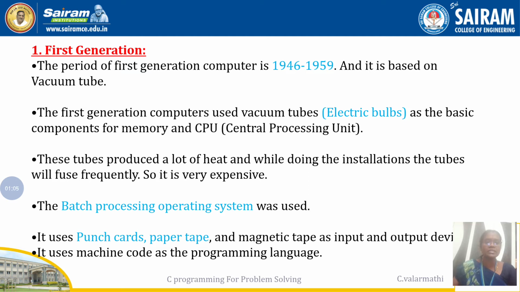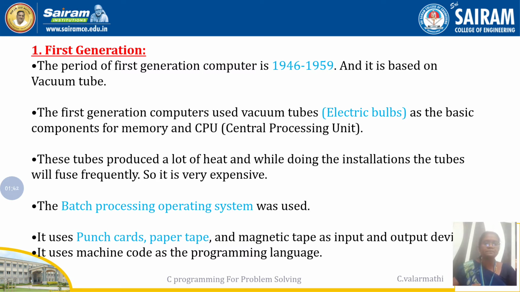What are the disadvantages of vacuum tubes? Because those are considered as electrical bulbs, when you are assembling and running these vacuum tubes continuously, because of the lot of heat, they will be fused frequently. And one more thing, it is very expensive, because we need a large number of vacuum tubes and electrical bulbs to arrange for a simple computer. That is the big disadvantage we faced in the first generation of computers.